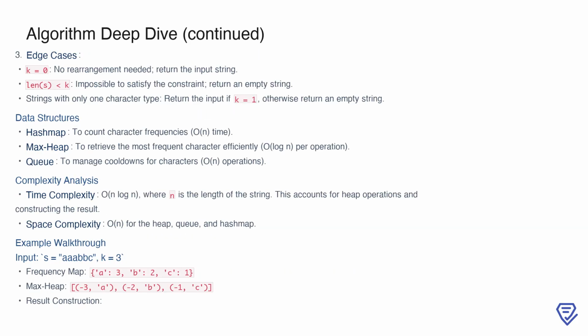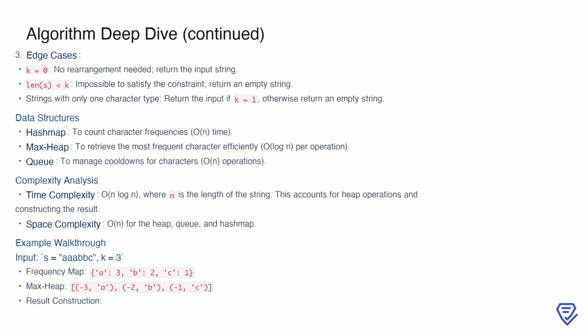In this algorithm, there are several edge cases to consider. If k is 0, no rearrangement is needed, so we simply return the input string. If the string length is less than k, it's impossible to satisfy the distance constraint, and we return an empty string. For strings with only one unique character, such as "AAA", if k is greater than 1, the constraint cannot be met, so we return an empty string.